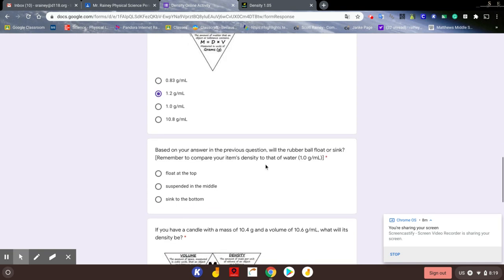Now, based on that previous question, what will that ball do? Will it sink or float? Well, if it has a density of more than 1 gram per milliliter, it is going to sink to the bottom.